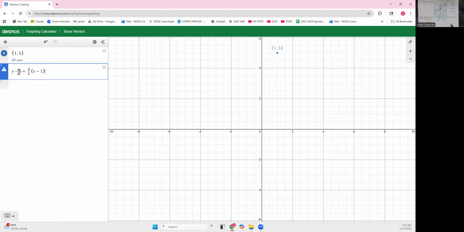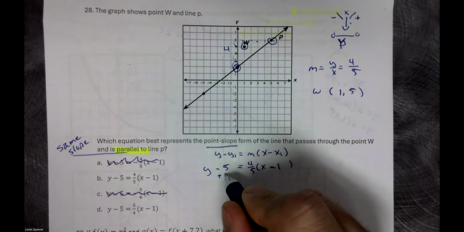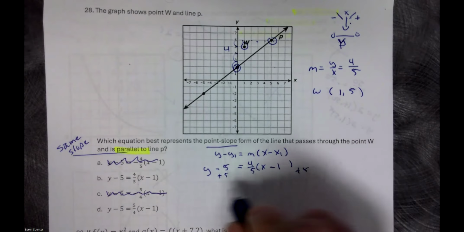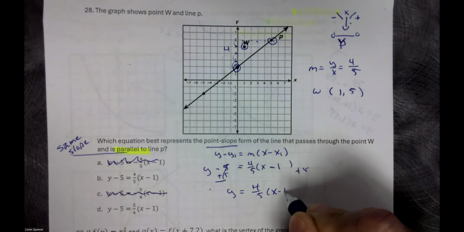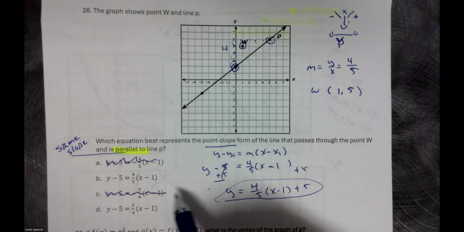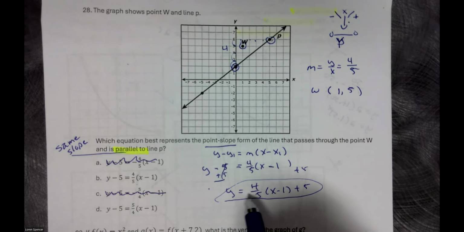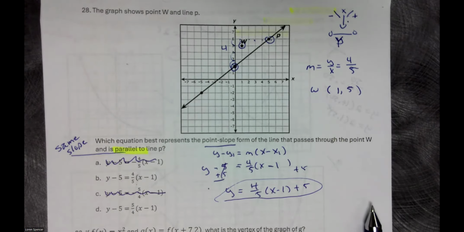But to move it to the other side, I'm going to stop my share for just a second. To move it to the other side, I just need to add 5 to both sides. If I do that, this goes away, and I have y equals 4/5 x minus 1 plus 5. That it'll graph. So if I adjusted all my equations so they look like this, it would graph them all and I could see if they fit through the point.